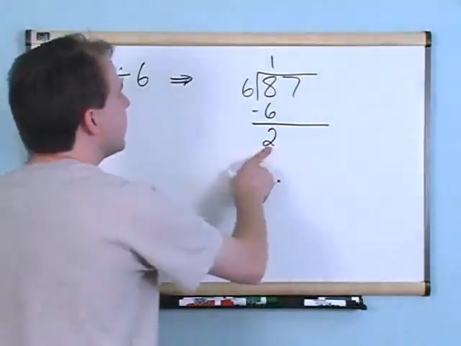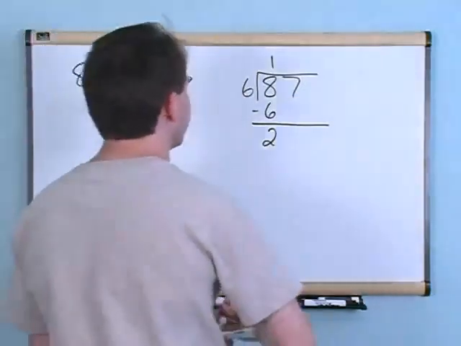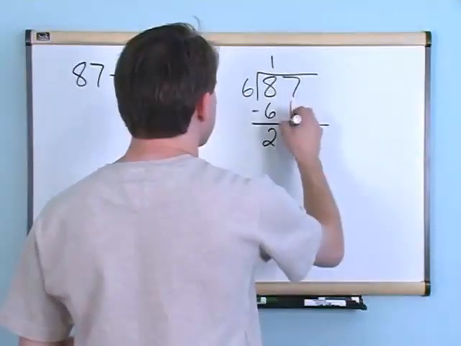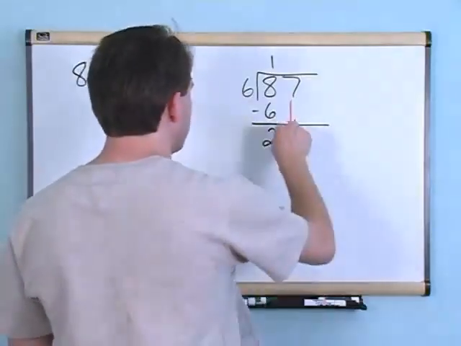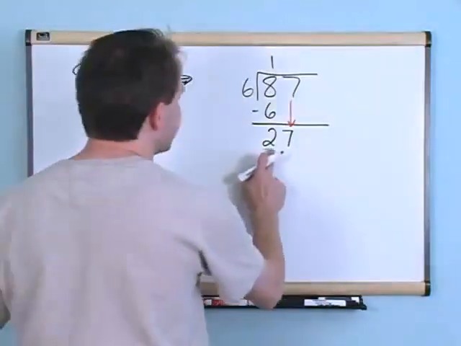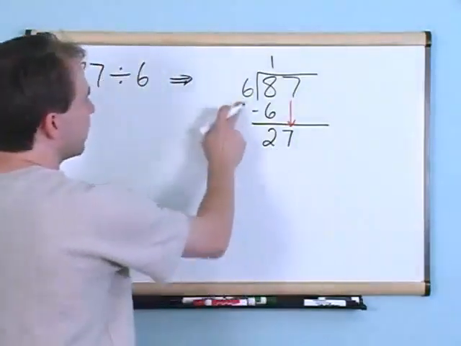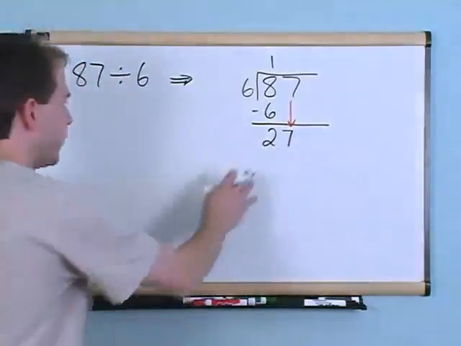So you can't do that, but you do have this 7 sitting over here, and so what we're going to do is we're going to drag that 7 down, okay? And we're going to put it right here. And we're going to make it a 27. So when we did that initial subtraction, we couldn't go any further because this 2 is smaller than 6. So we just drag the 7 down and make it a 27.